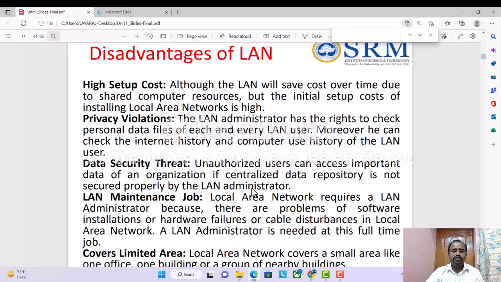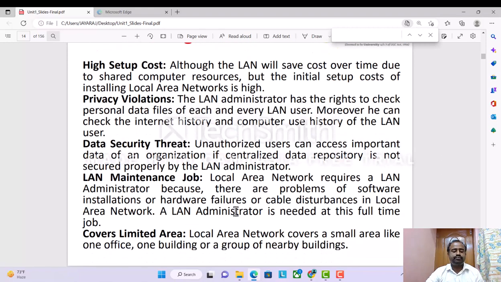That will be a security threat. Then maintenance of this network, because if that system is not working properly, we can take the examples: problems of software installations, hardware failures, and cable disturbances. So the LAN administrator is needed as a full-time job, which means the network has to be monitored throughout.